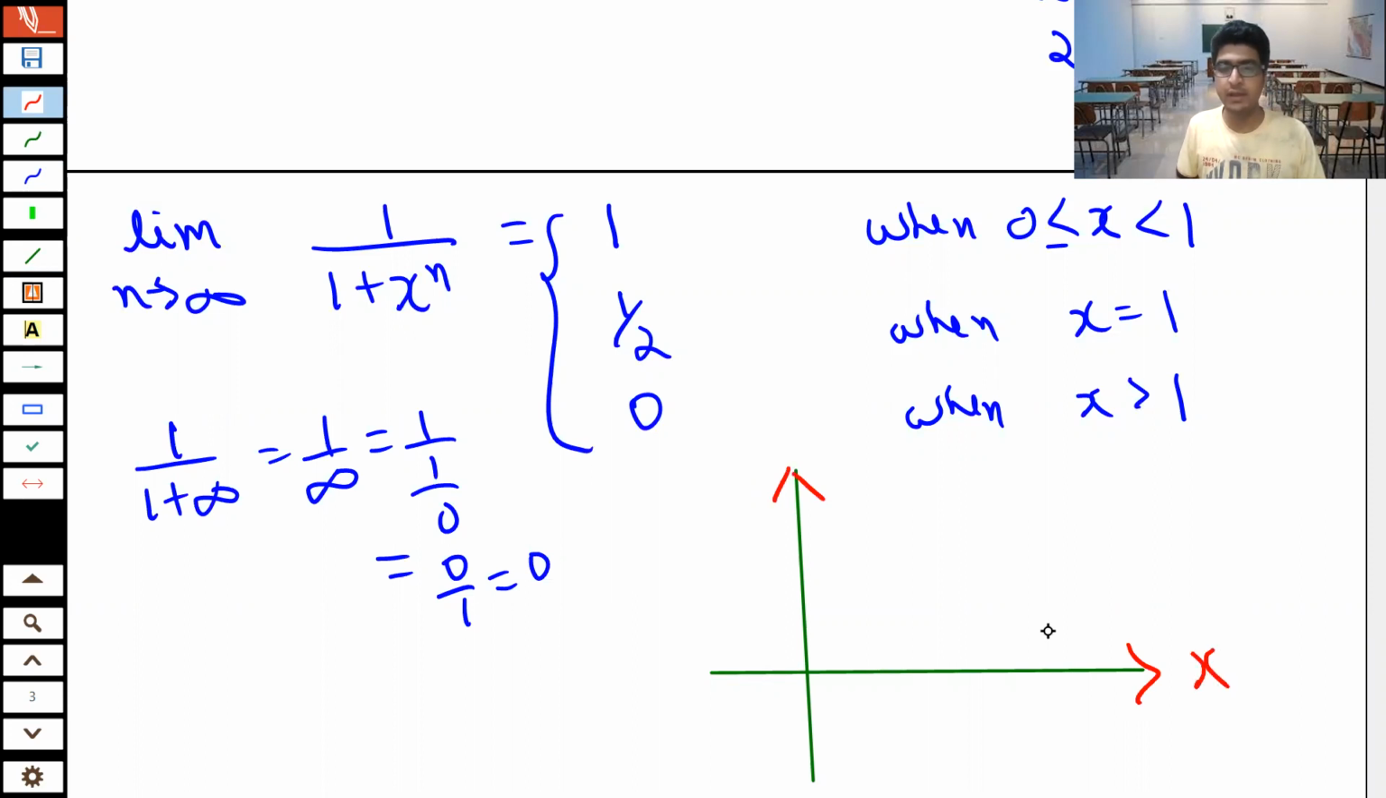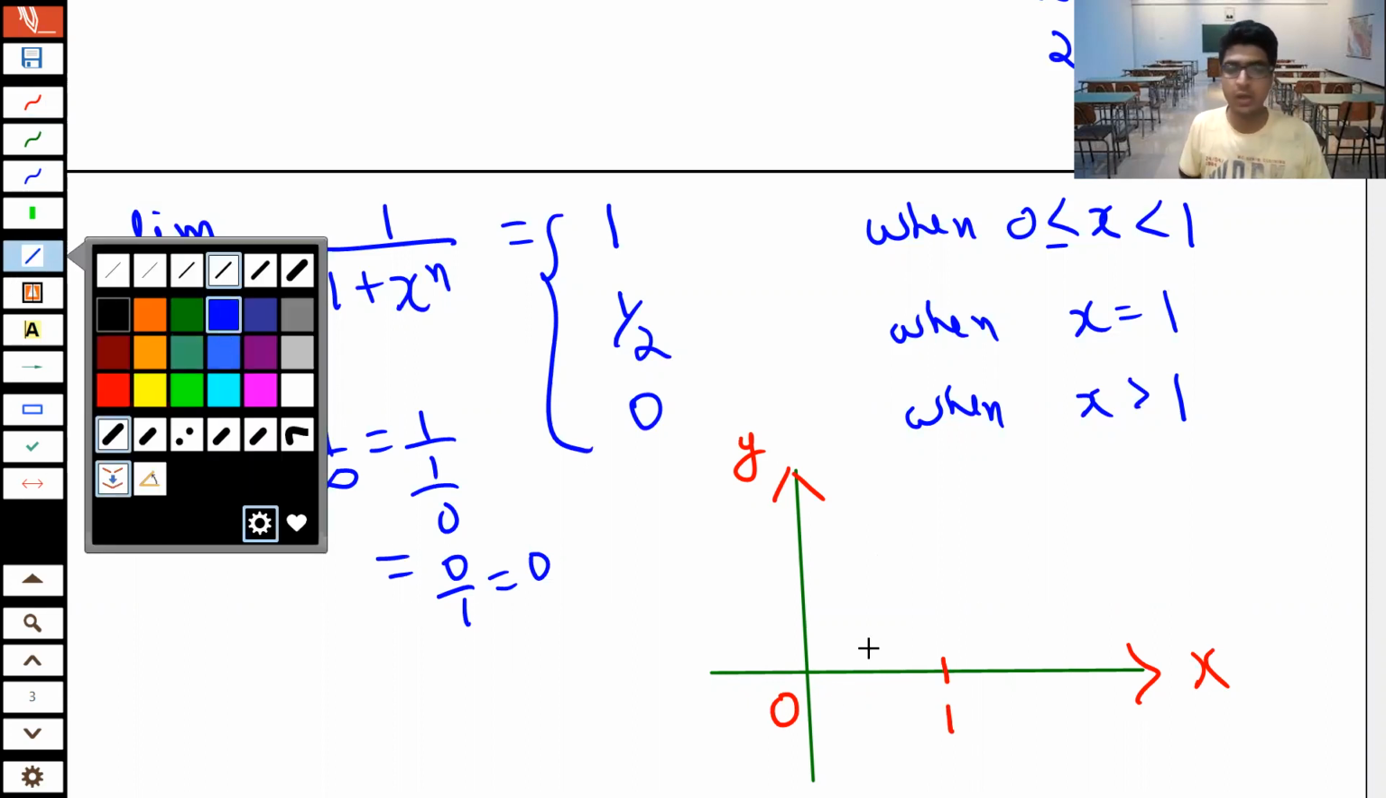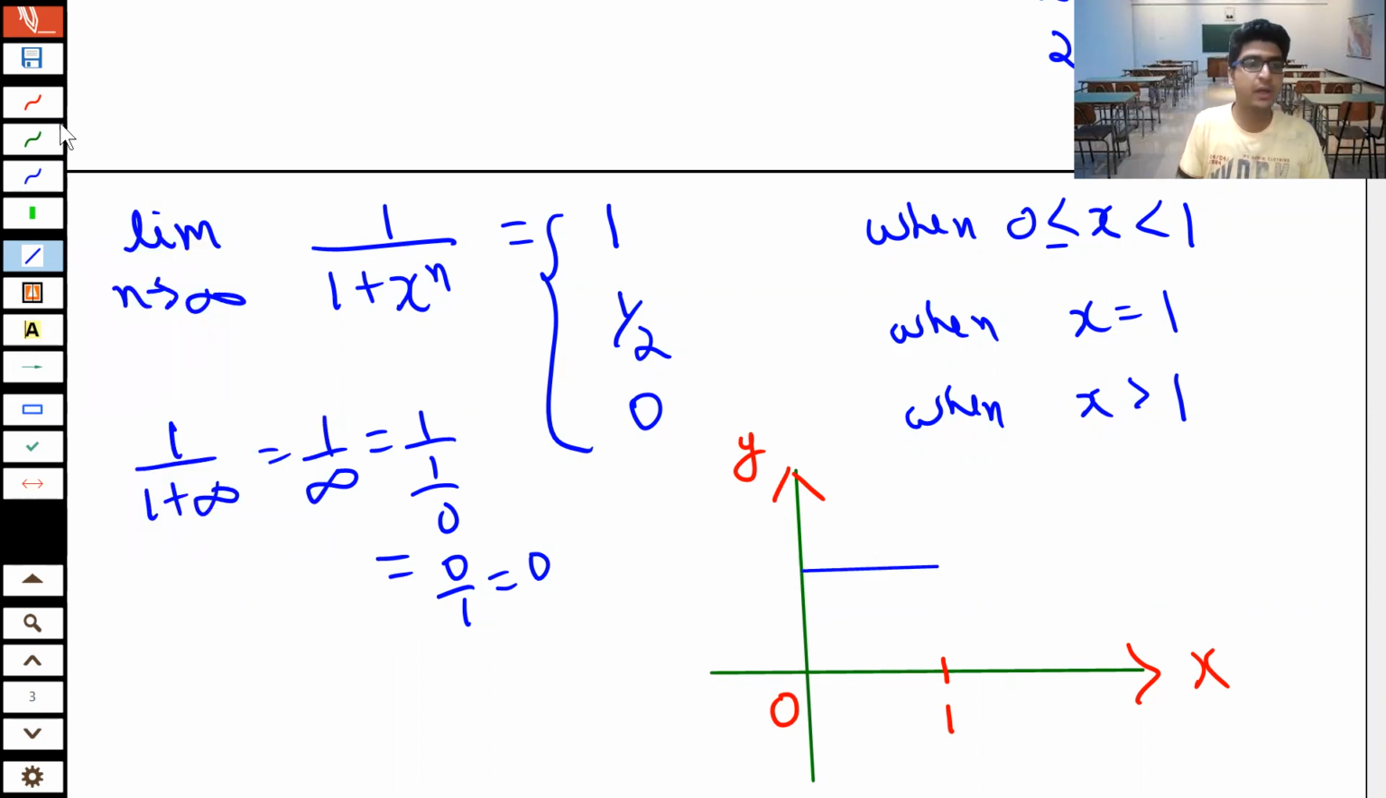So here we have x, here we have y, or the function itself. Let's take 1 here, 0 here. So when x is between 0 and 1, this function takes value 1. At exactly 1, it is equal to 1 by 2, which is, let's say here, and when x is greater than 1, it is equal to 0.